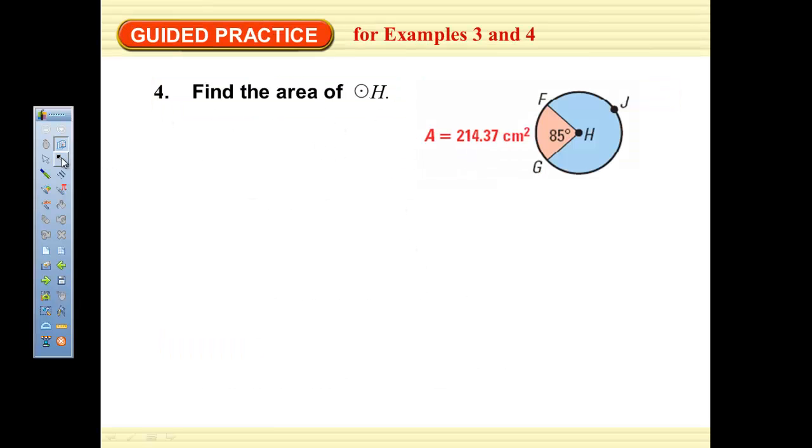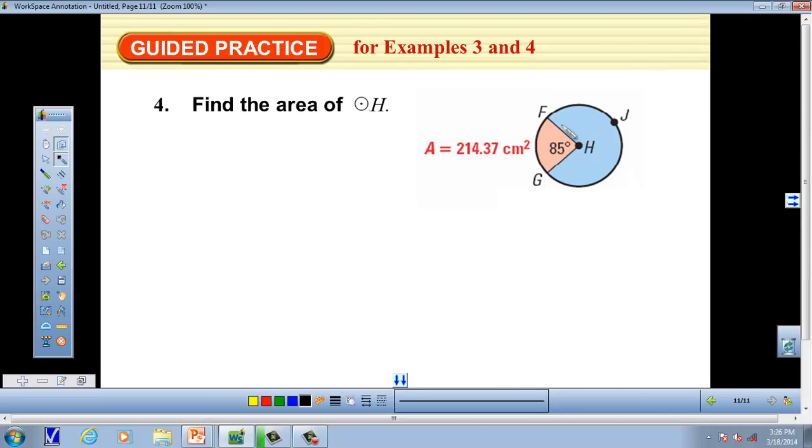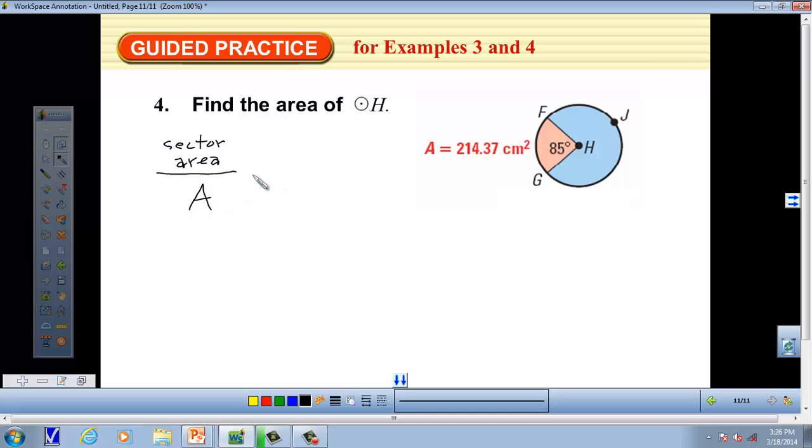And now we're doing another problem where they give us the area of this red part. We want to find the area of the whole thing. So again, we have sector area over the area of the whole thing. Remember, this is pi r squared. If they asked for the radius, we would just put pi r squared there. And then here we're going to do central angle over 360. So the sector area is 214.37. The area is what we want.